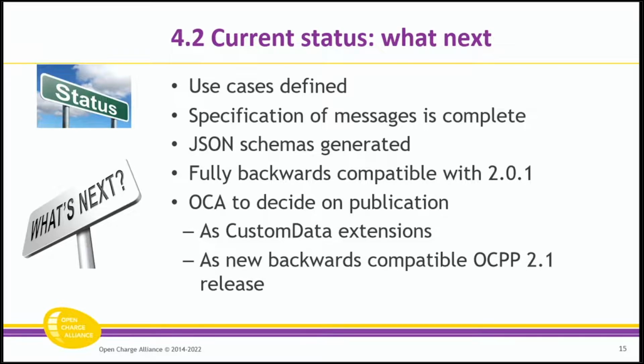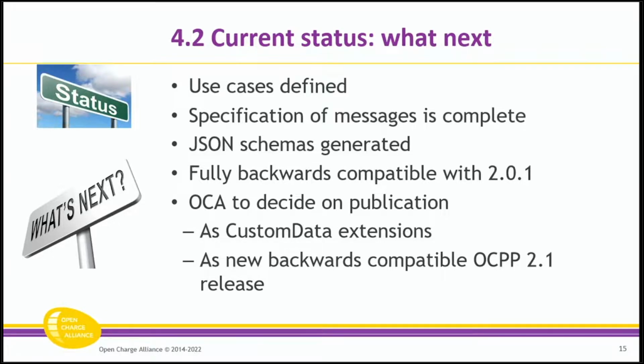So what's now the next status? I mean, we have all use cases defined, the messages are specified, the JSON schemas have been generated. And we managed to remain backwards compatible with 2.0.1. So any of the fields that have been added for V2X are all optional.